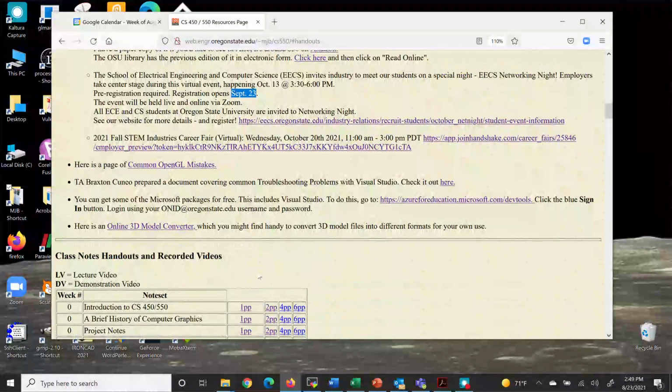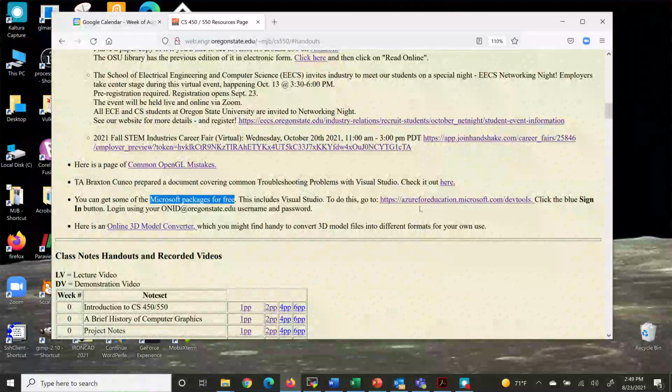All right, there's other stuff here. You can get Microsoft software for free as a student. Go to Azure for Education. The one that everybody, at least in this class, wants if you've got Windows is Visual Studio.